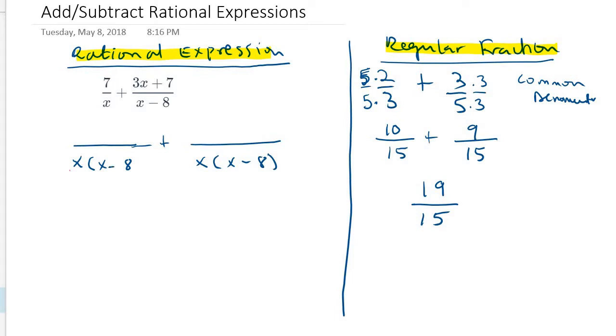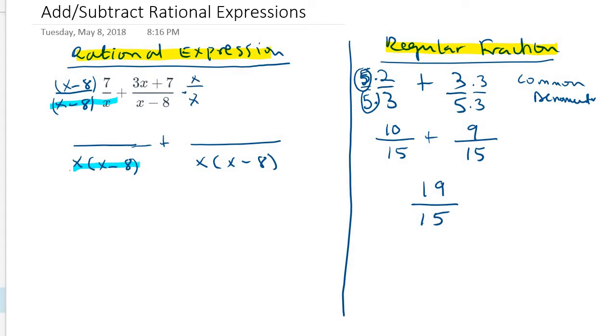This is x minus 8. So I'm going to put x minus 8 in both the numerator and denominator, x minus 8 and then x minus 8, just like we put 5 and 5. Now we have the same denominator. This denominator is exactly the same as that. Now you can by now guess what's going to happen to the one on the right, where we have x and x minus 8. So x is missing. We just multiply by x.